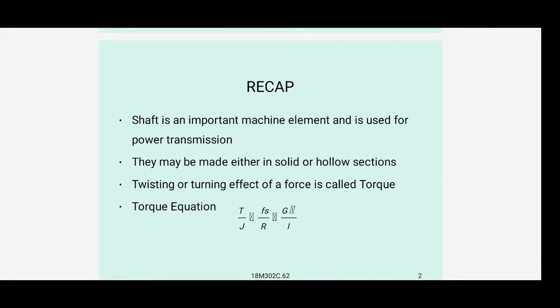Recap. Shaft is an important machine element and is used for power transmission. We have already studied that they may be made either in solid or hollow sections. Twisting or turning effect of a force is called torque. That is the torque equation: T by J is equal to Fs by R is equal to G theta by L.